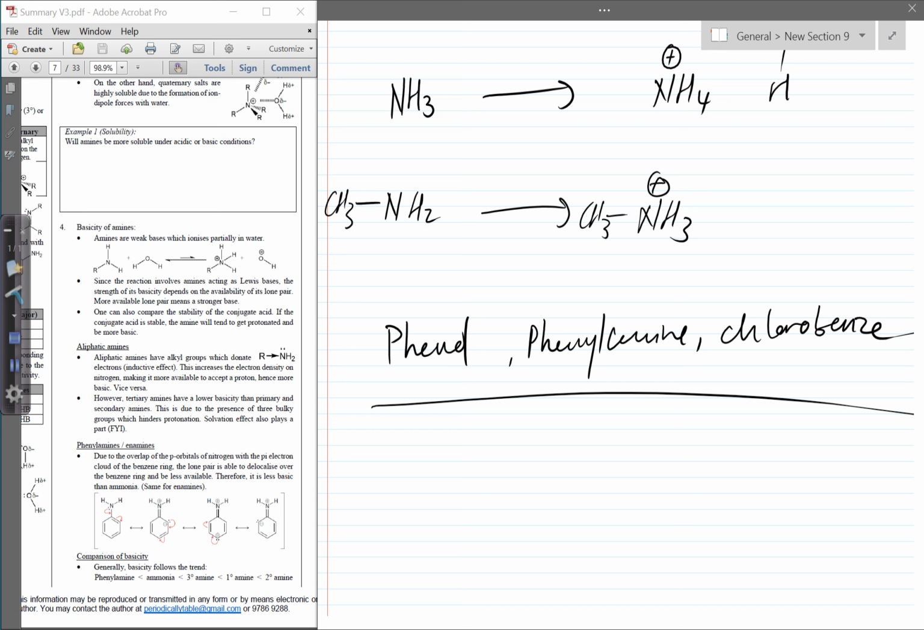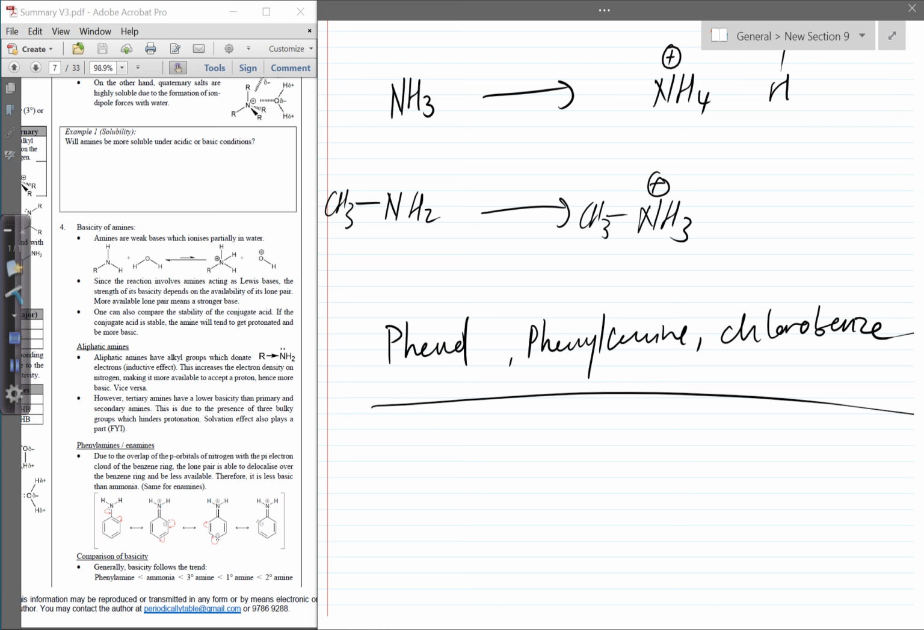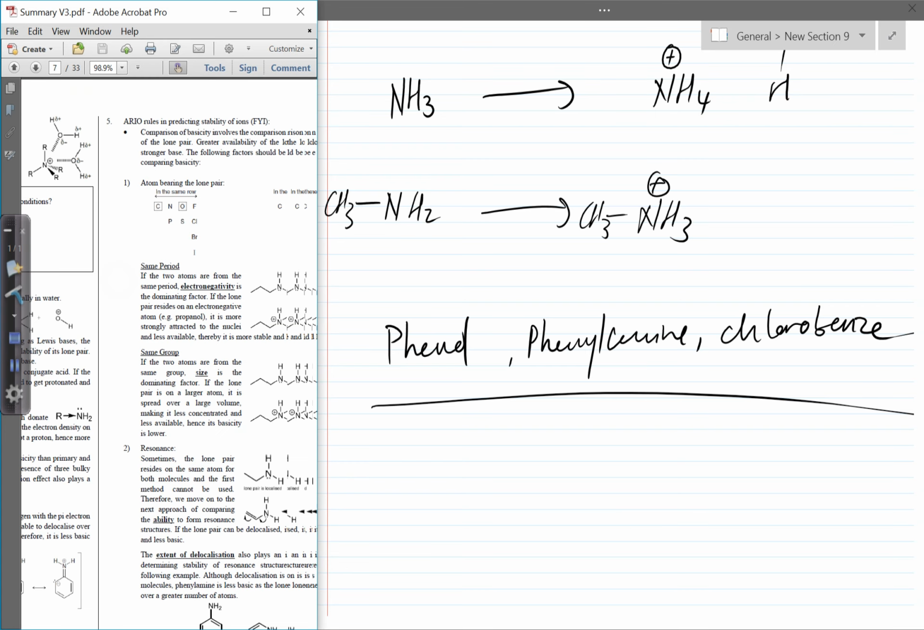So this is the trend. Take note of where the tertiary amine lies, right? Your tertiary amine is more basic than ammonia, although it's still sterically hindered, but less basic than your primary amine and your secondary amine. So take note of the trend, okay? So you don't get it wrong.